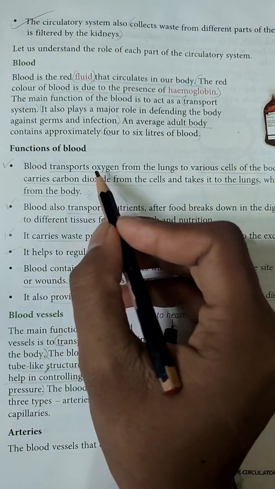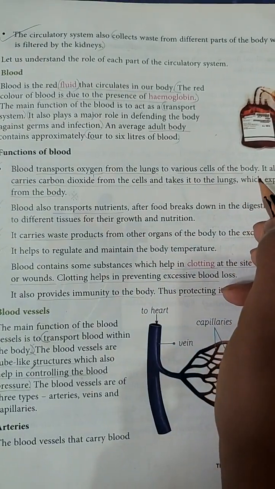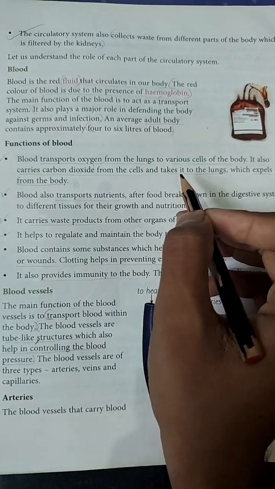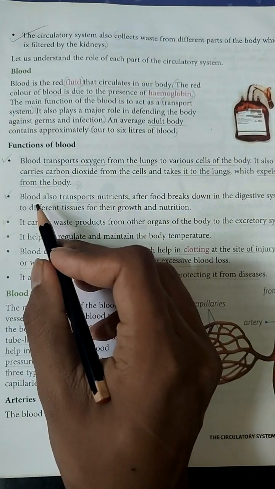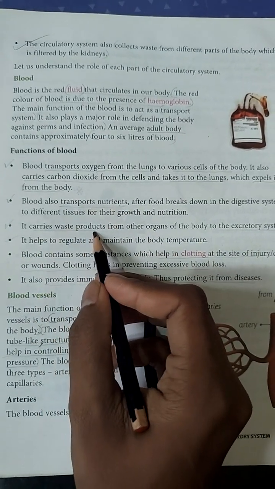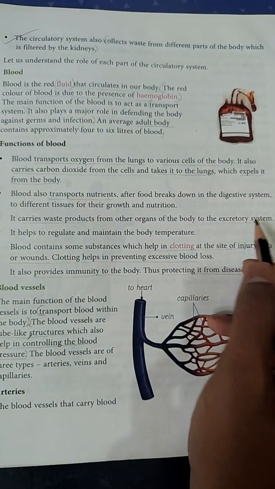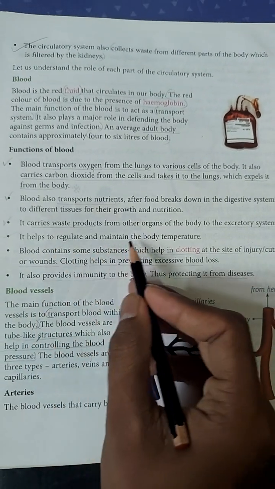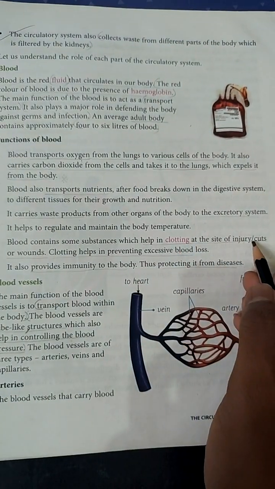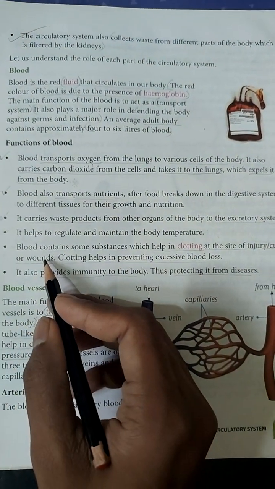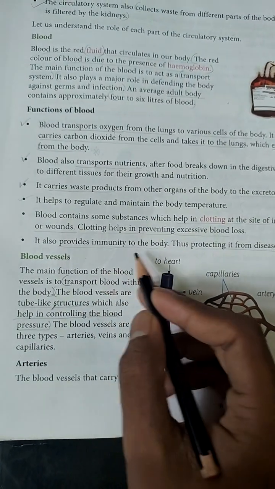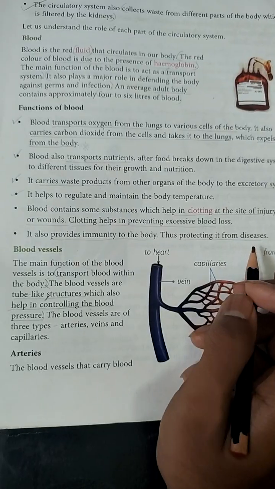Blood transports oxygen from the lungs to various cells of the body. It also carries carbon dioxide from the cells and takes it to the lungs. It transports nutrients and carries waste products towards the excretory system. It helps to regulate body temperature. It helps in blood clotting when we have any injury, cut or wound in our body. It also provides immunity to the body and protects us from diseases.